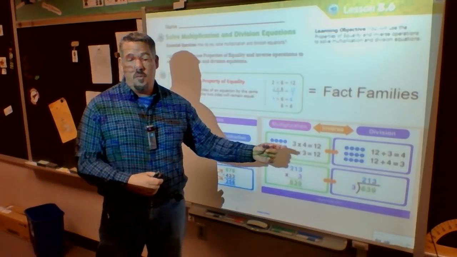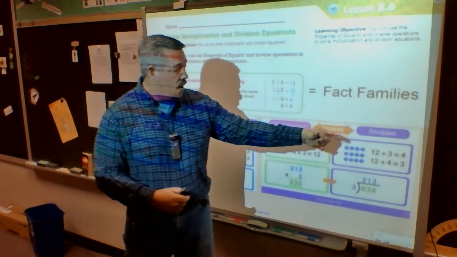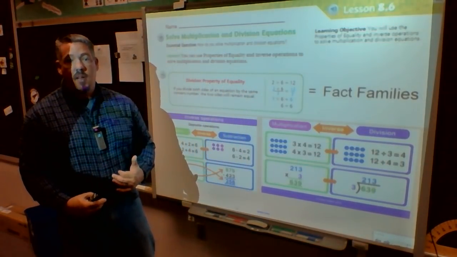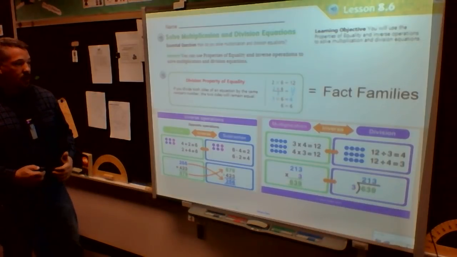3 times 4 is 12. 4 times 3 is 12. 12 divided by 3 is 4. 12 divided by 4 is 3. They are always grouped together. They just can go in different ways.